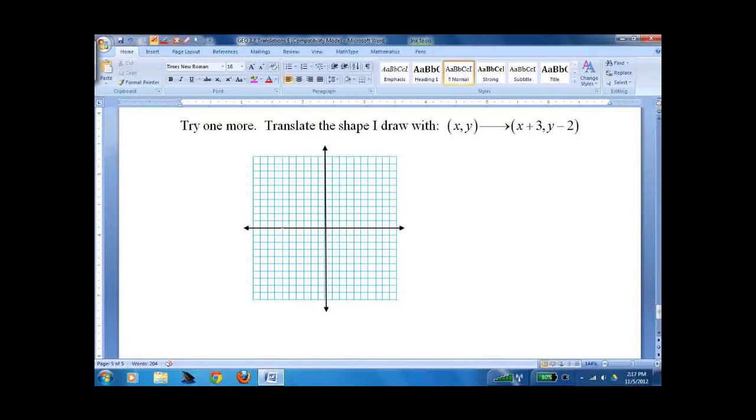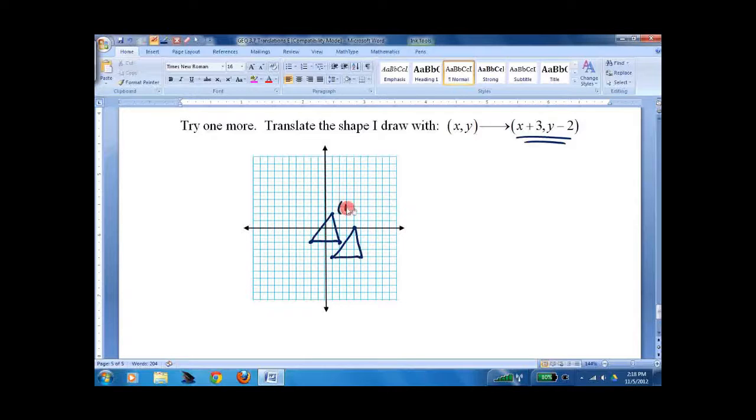So try one more, and I would do this on your own. Translate these points as I've told you to do up here. Pause the recording if you want. Now I'm going to do it. I'm a big believer in labeling. Actually, I'm going to label them later because I'm worried I'm going to get in the way. But there it is.